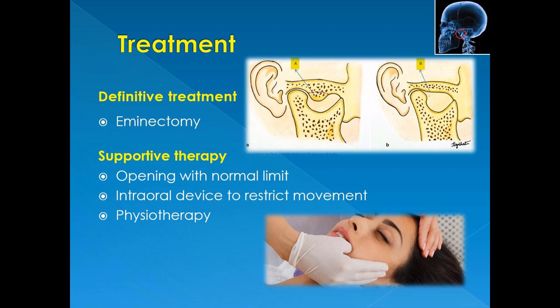Here the patient must learn to restrict the opening so as not to reach that point of translation which initiates the interference. And if this is not possible, then an intraoral device can be used to restrict the movement. When you wear this intraoral device, it develops a myostatic contracture of the elevator muscles. Thus, it limits opening to the point of subluxation. And another method is physiotherapy.